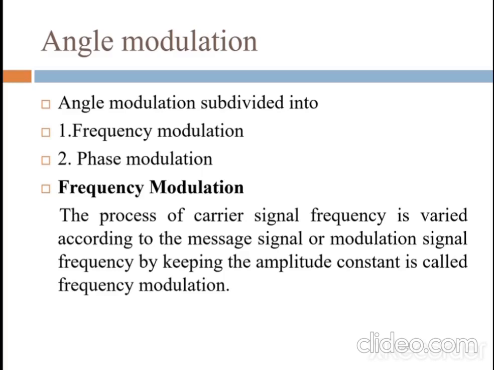Angle modulation has two parts, frequency modulation and phase modulation. Frequency modulation means the process in which the carrier signal frequency is varied according to the message signal or modulating signal, keeping the amplitude constant. That means what happens in frequency modulation? In frequency modulation, the frequency of the carrier changes according to what? According to the message signal or modulating signal. And at that time the amplitude of the carrier signal is constant.